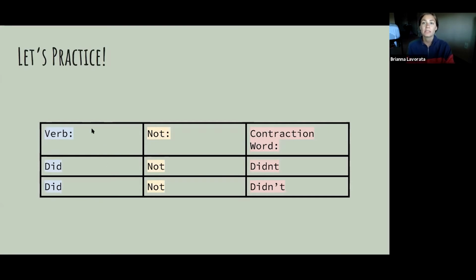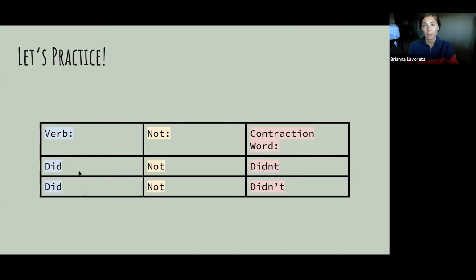So in blue, you're going to see throughout this whole lesson the verb. Not is going to be highlighted, and our contraction word is going to be in pink, okay? My first example here shows no apostrophe, okay? Did not translates to didn't, but we're missing something here, right? We just learned that we have to use an apostrophe when creating a contraction word, right? Because we need to show that we have removed some letters, and by doing that, we use an apostrophe.